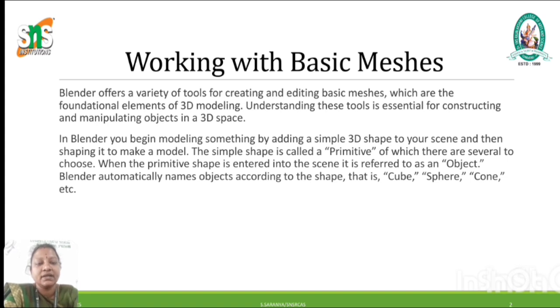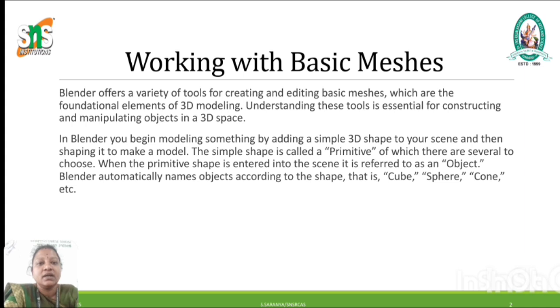Blender offers a variety of tools for creating and editing the basic mesh, which are the foundational elements of 3D modeling. Understanding these tools is essential for constructing and manipulating objects in 3D space, which are mostly used for adding simple 3D shapes that are shaped into the model. This simple shape is called a primitive shape because it consists of several types of objects. When a primitive shape is entered into the scene, it is referred to as an object.